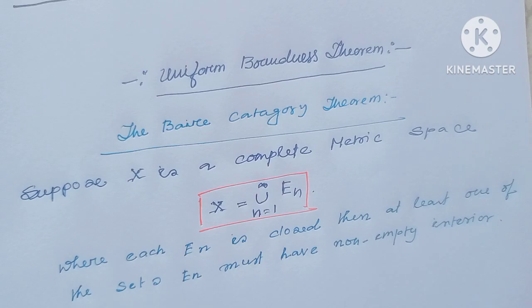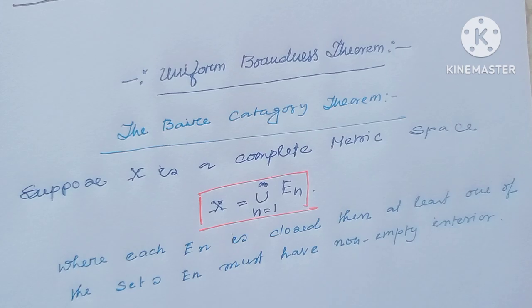Just recall, suppose X is a complete metric space where X equals the union over n equal to 1 to infinity of En, where each En is closed. Then at least one of the sets En must have non-empty interior. I hope all my viewers have understood. And the uniform boundedness theorem is a simple corollary of the Baire category theorem.